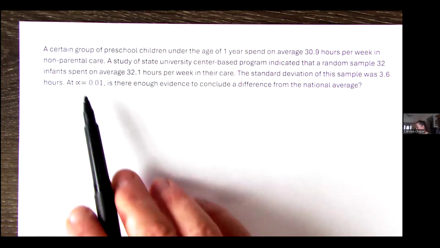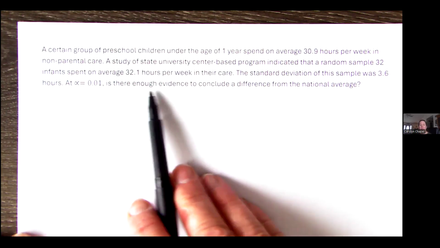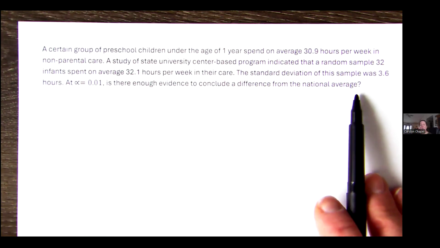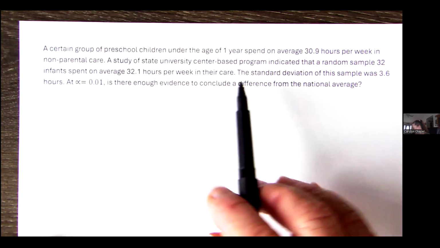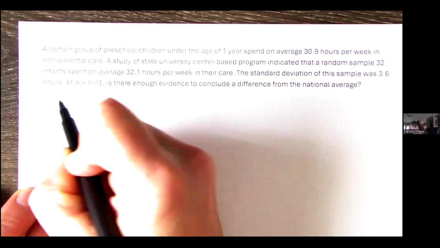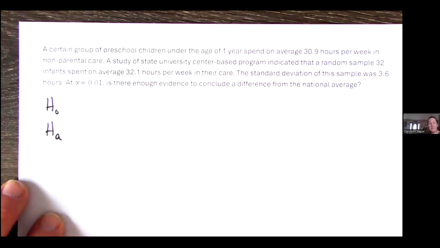They want to know at alpha 0.01, so a very small alpha value, is there enough evidence to conclude a difference from the national average? So they're saying, okay, we think that our college is different. Not bigger, not smaller, but just different. All right, so step number 1. We're going to go through our 5 steps again.